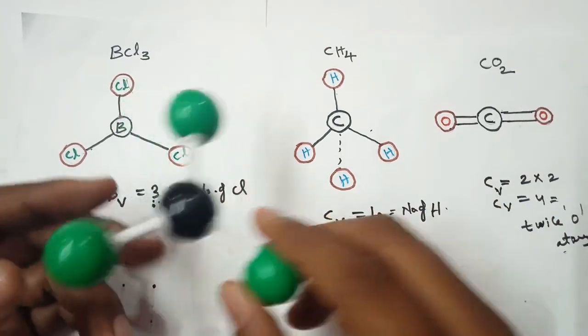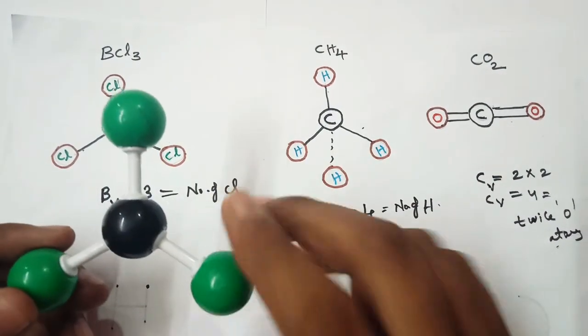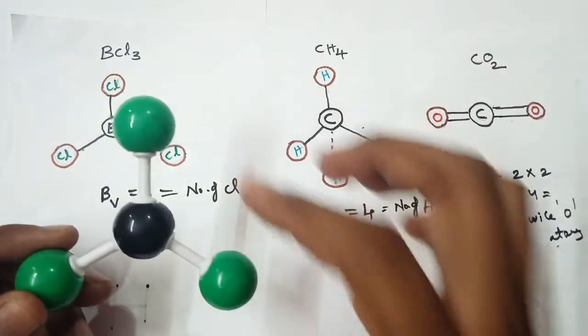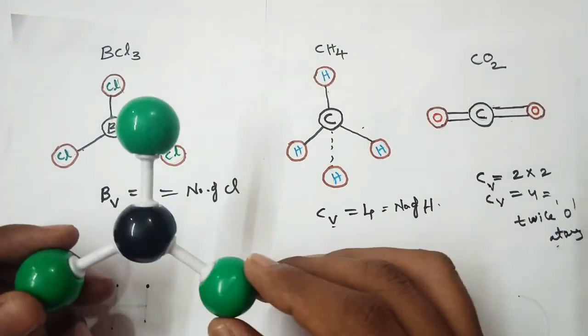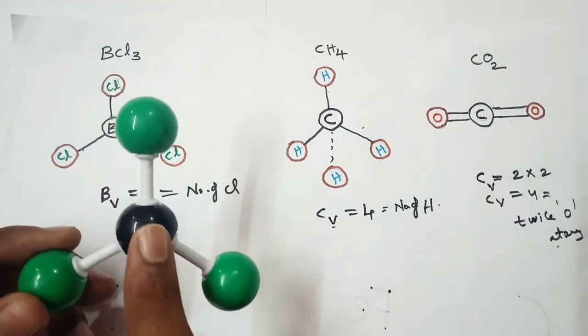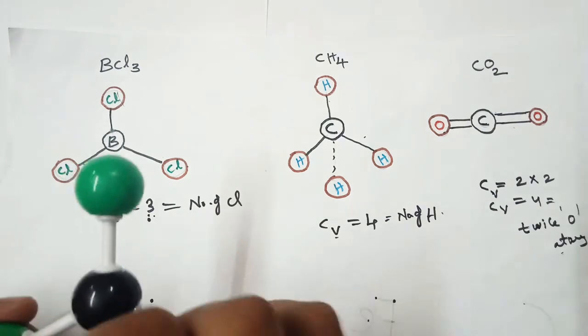See, BCl3 molecule, the same molecular model I have taken. So this black atom represents the boron atom, the green atoms represent the chlorine atoms. So this boron can combine with 3 chlorine atoms, hence its valency is 3. Okay, that is equal to the number of chlorine atoms.